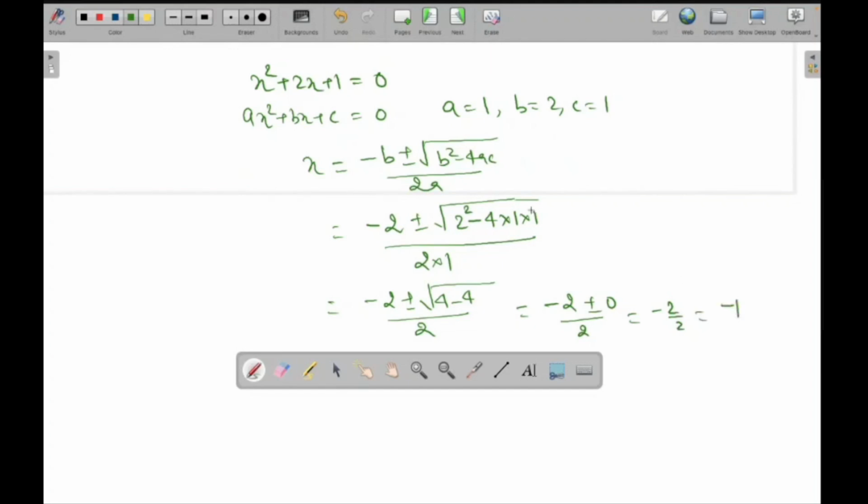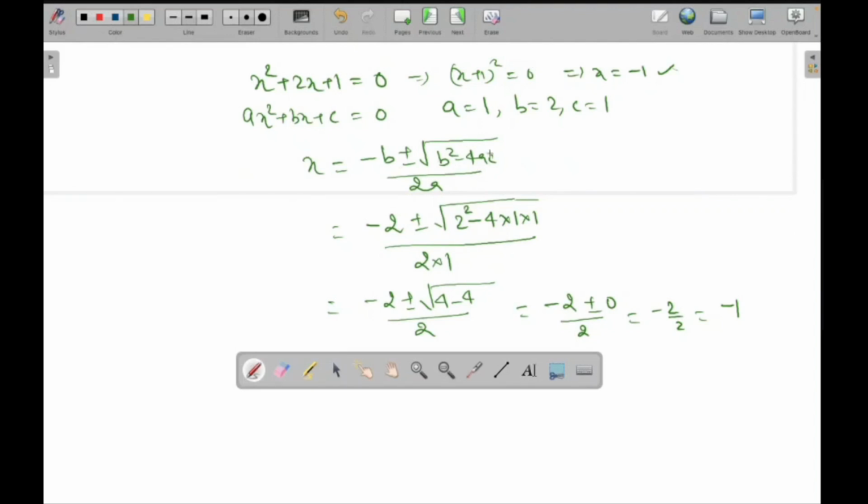In this case, even from here you could have seen this is nothing but x plus 1 whole square equals 0. This implies x equals minus 1. So I could have gotten it from here itself, but this is another way of doing it.